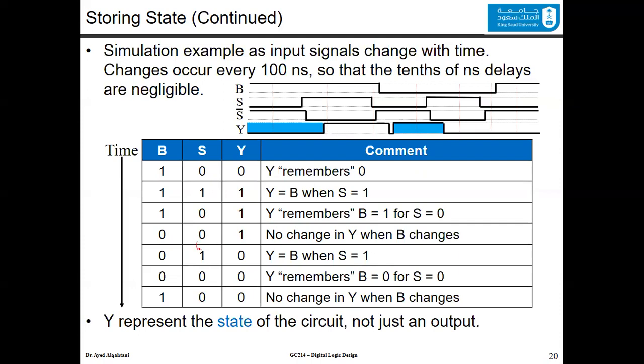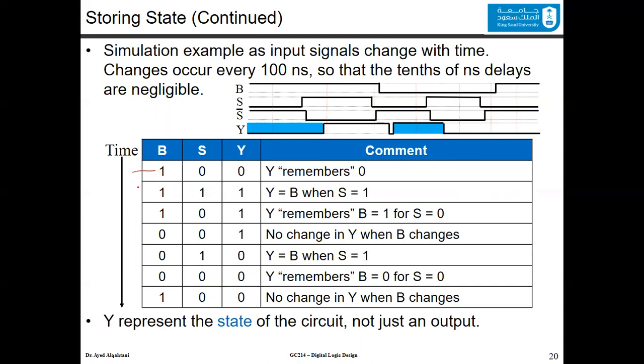Now, if you change the selection from 0 to 1, you will select the value of b, and the value of b was 0, so you will have y equal to 0. Now, changing again from 1 to 0, y will remember its old value. And as long as the selection line is still 0, the value is still going to be 0, even though there is a change in the b.